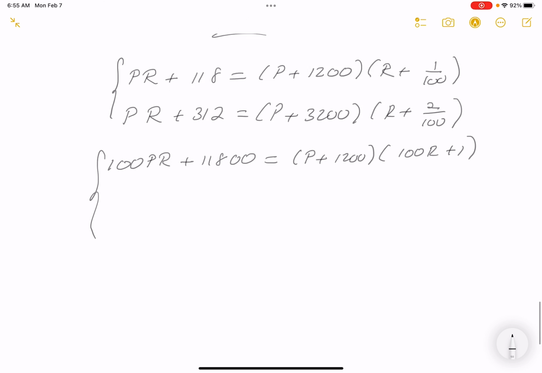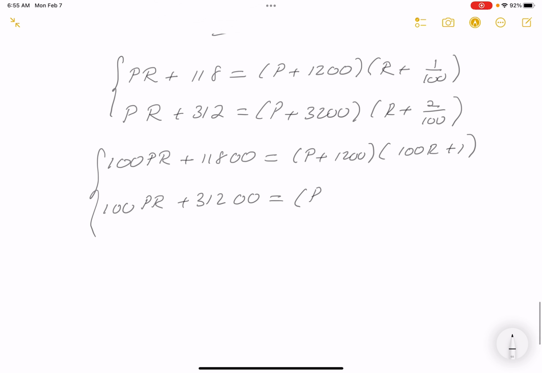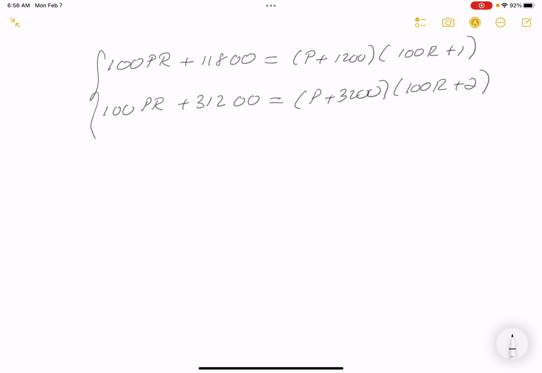All right, we'll keep moving and do the same thing. 100 PR plus 31200. And again, I'm going to associate the 100 with the second factor. So you get P plus 3200, and then you're going to get 100R plus 2. I don't think that's the only way to proceed forward, but I'm going to continue to simplify the sides.